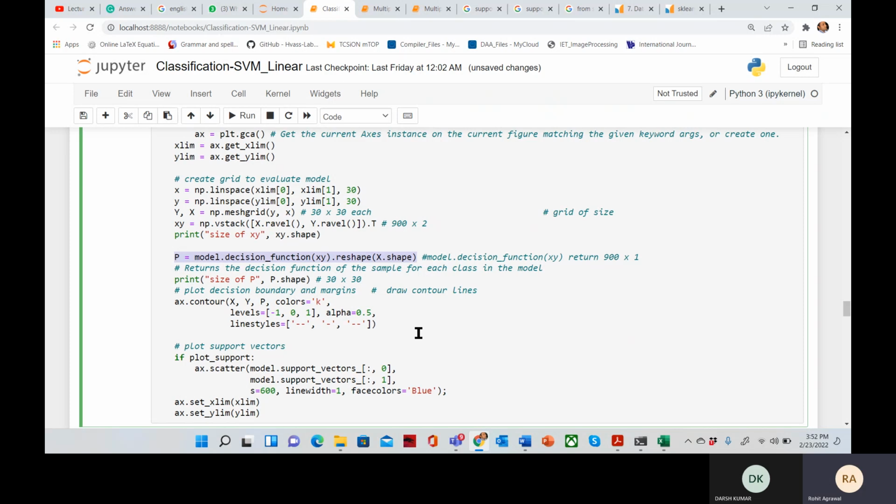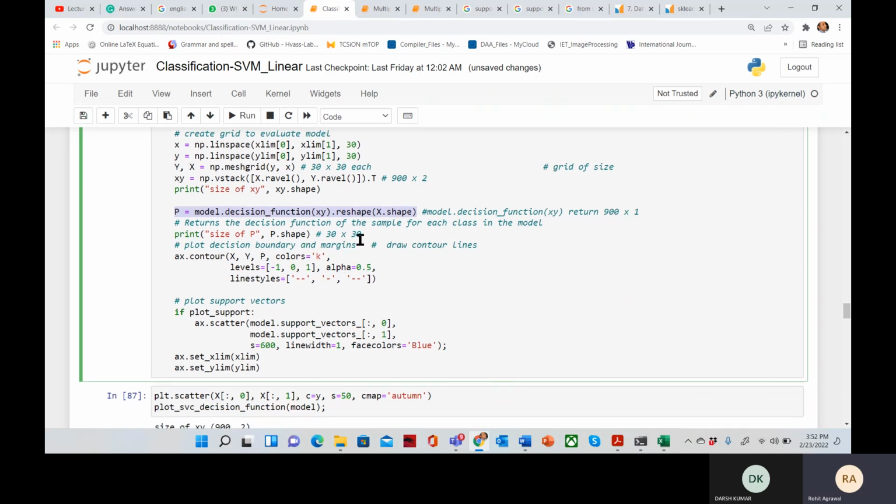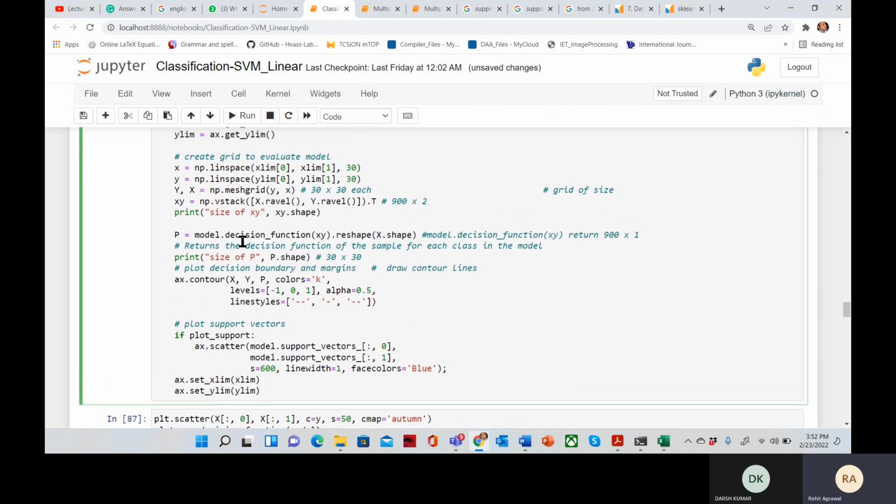Now I'm just plotting. You can see the size of this must be 30 by 30. Now we are plotting this. So this is your x value, this is the y value here. From this grid, this grid size, x value, y value, and this is the decision function. I think you need to go over the contour.